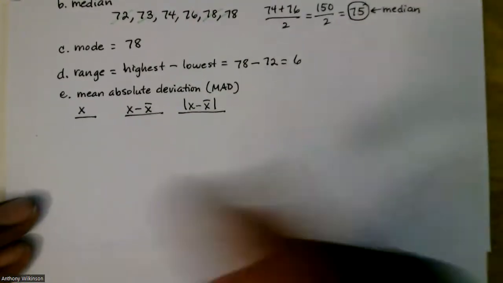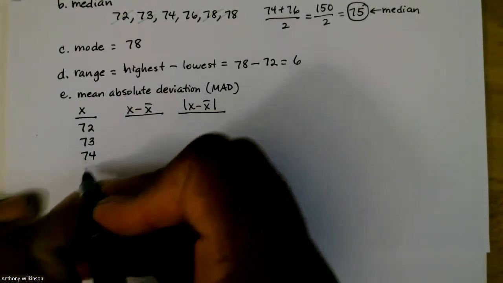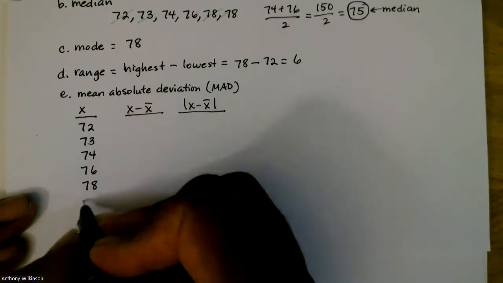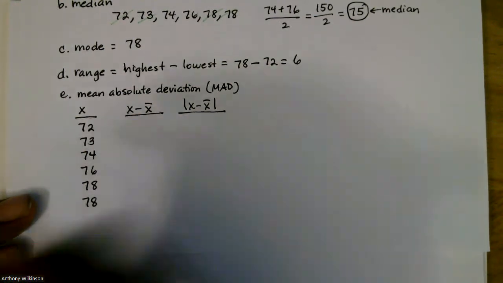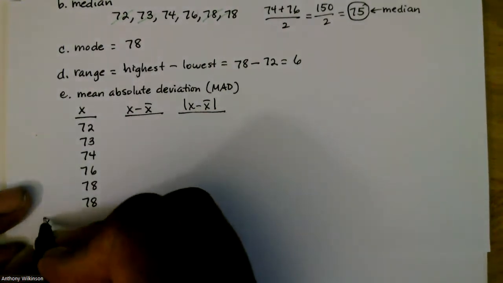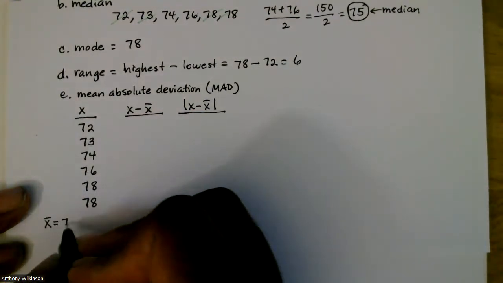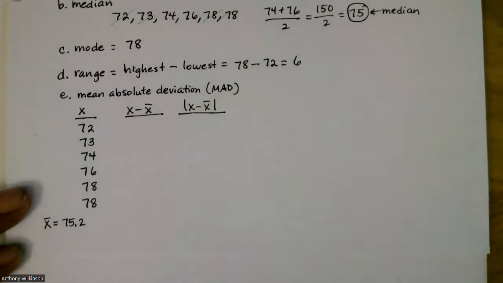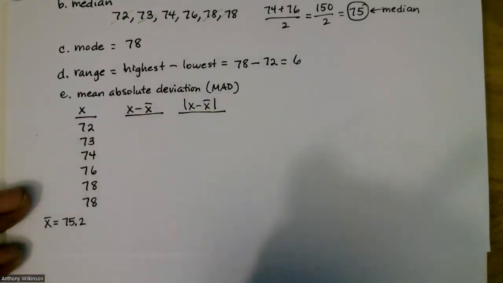So let me list all my data values here. That's 72, 73, 74, 76, 78, and 78. Now, they don't necessarily have to be in any particular order here. Only time you order your data values is when you're finding the median. With the mean and the mean absolute deviation, the order doesn't matter. Because here, the mean, which was X bar, we found that out to be 75.2. So for each data value, we will subtract 75.2 from it.